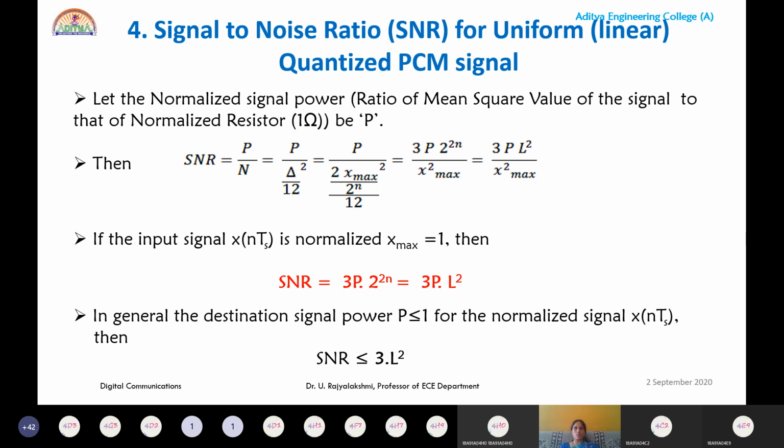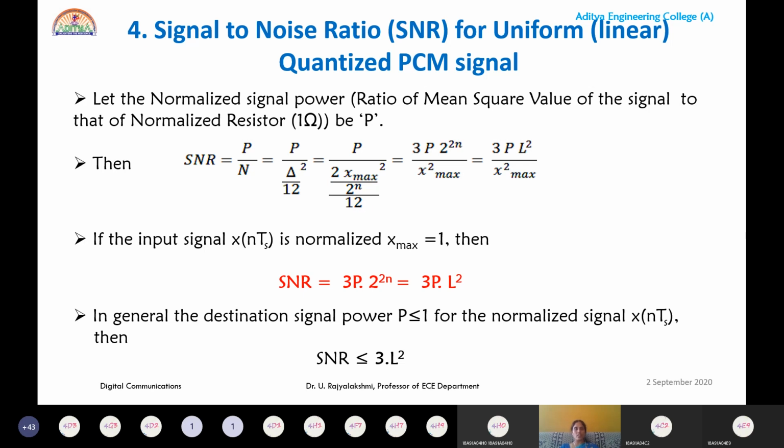Now here also, I have derived the generalized equation first. Instead of taking x max as 1, for some time please don't take x max as 1. First let us derive the generalized equation, and then under normalization you can take x max as 1. Now let us assume the normalized signal power as P.